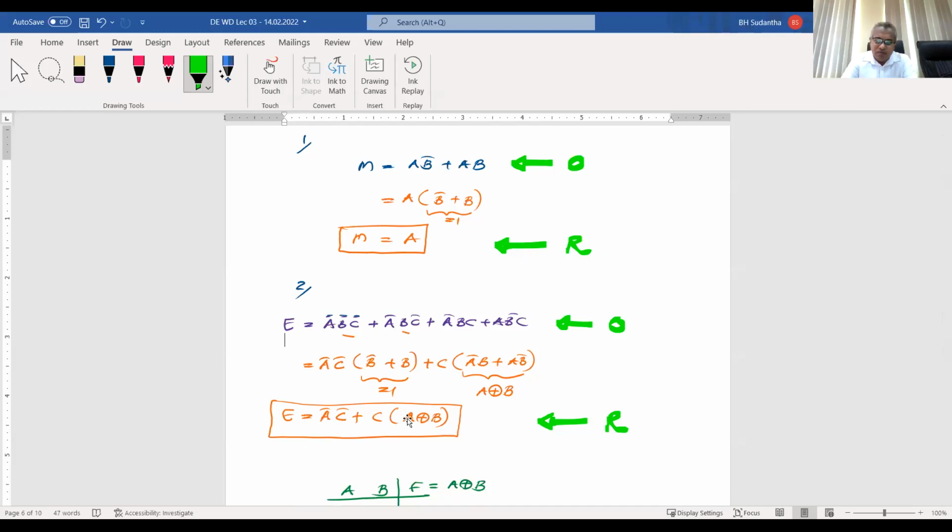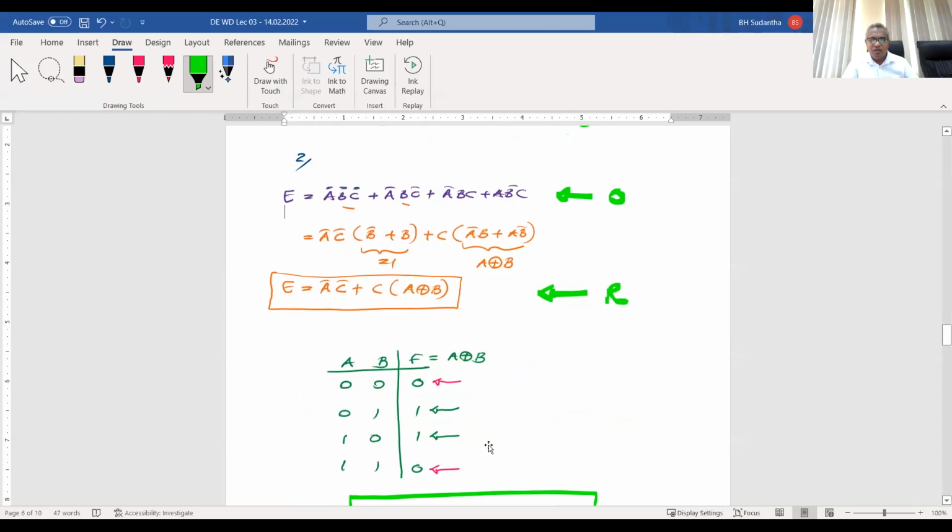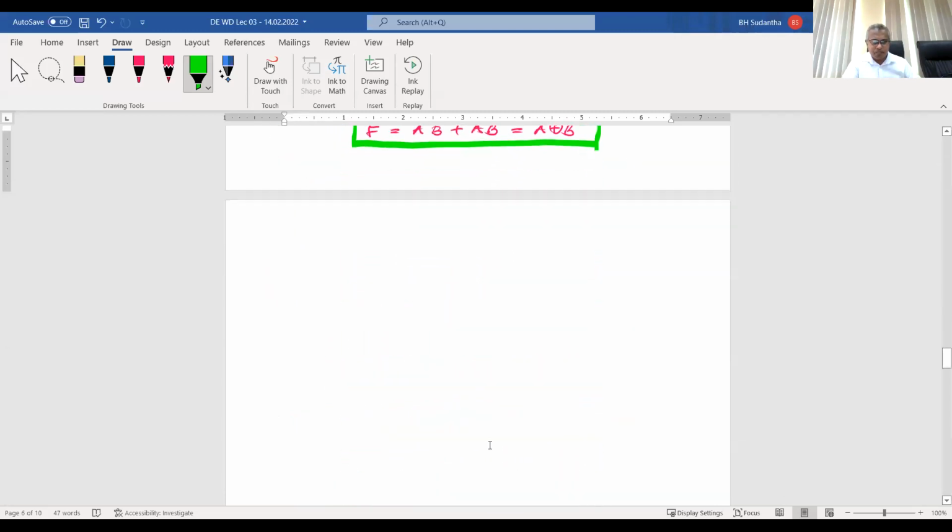Rearrangement, actually, we don't call this rearrangement. We say this is logic equation minimization. Then our new topic is minimization of Boolean equations.